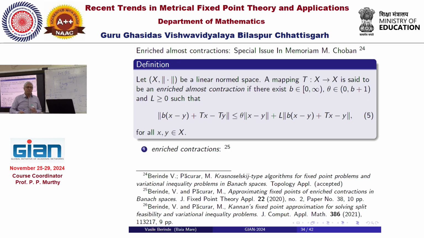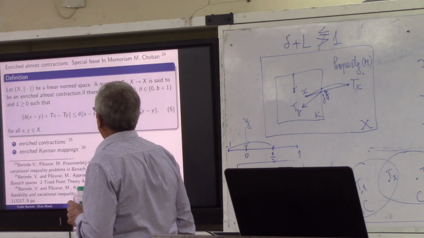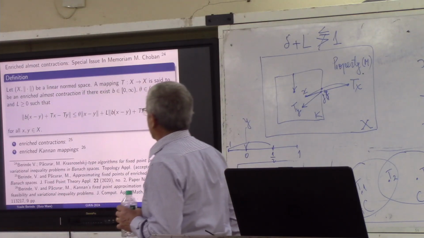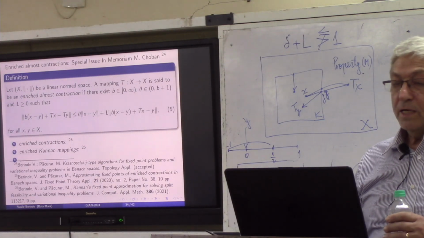You can see immediately that if we take b equals 0, this term disappears, and we get exactly almost contractions. But if we have L equals 0, we get enriched contractions, and other classes of enriched mappings that we studied. Sorry, this was published one year before, but I forgot to put the new situation. This is enriched contraction in Banach spaces, devoted to enriched Banach contractions, and this is enriched Kannan in the third paper. This is how we could develop.